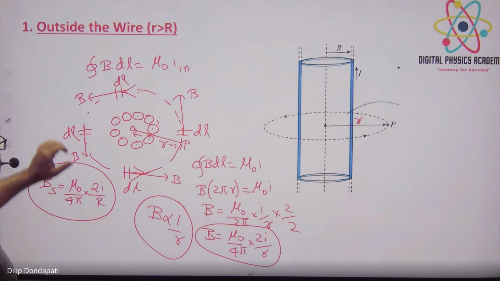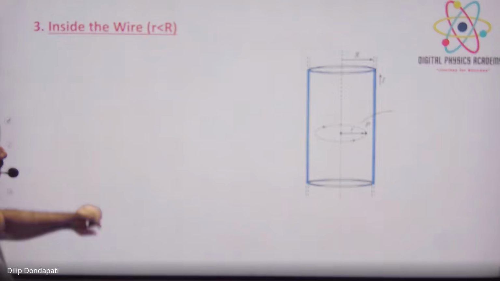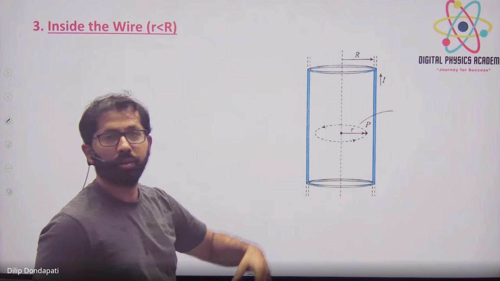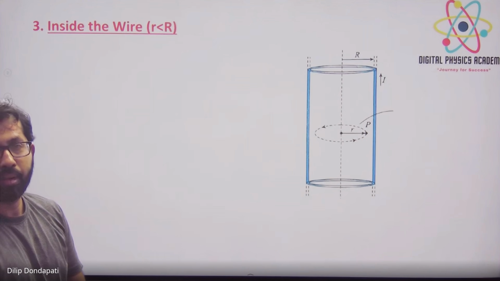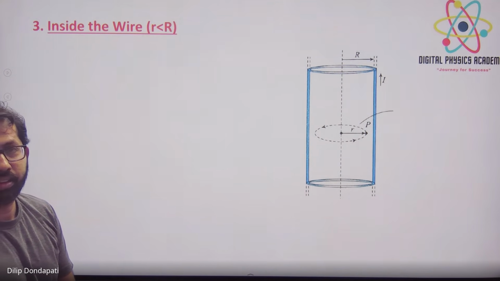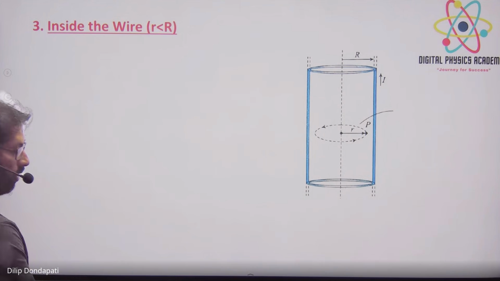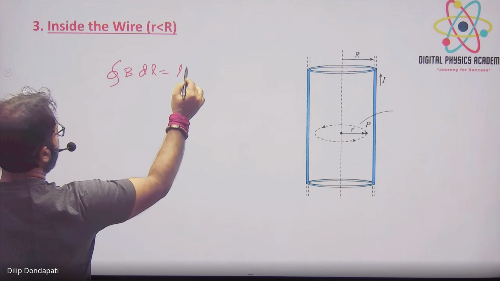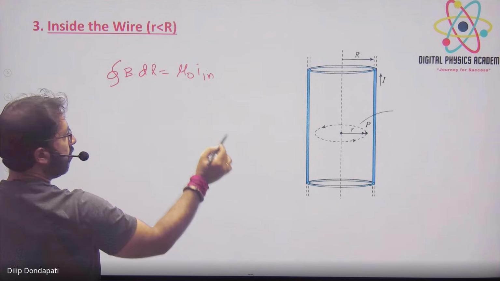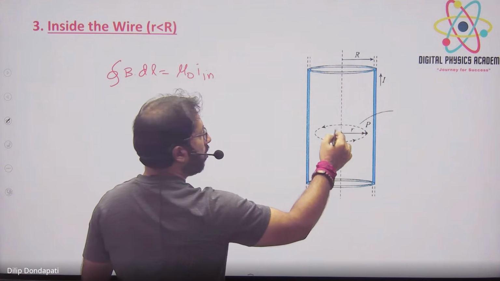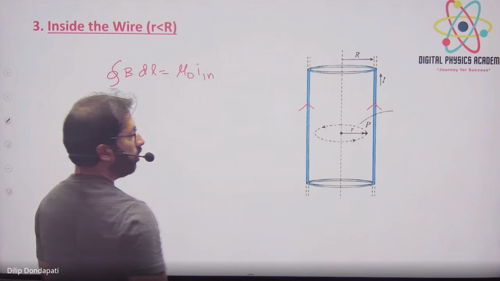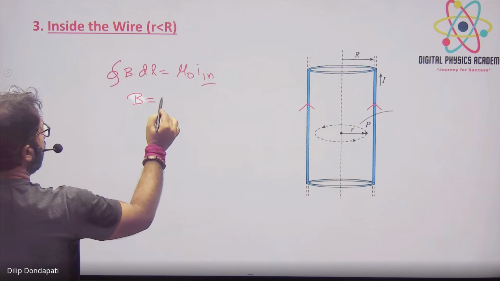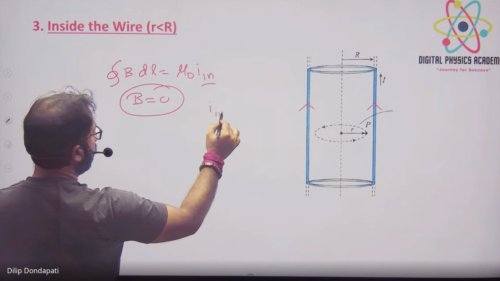Okay, now let's do inside. I want to find the magnetic field at this point P, which is at distance r. Try how much it comes. Apply Ampere circuital law. Zero. Good. Closed integral B dot dl is equal to mu naught times I inside. Inside there is no current because current is flowing on the surface only. So since I inside is 0, the magnetic field B is 0.